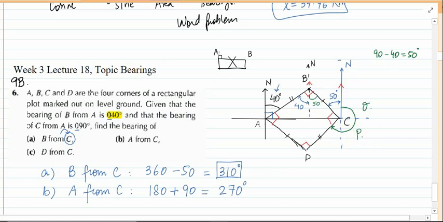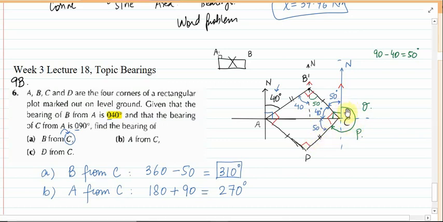Now how we are going to find this angle? Now look closely. This angle here, it's 50, right? And we know that this angle is 90. It means that I can find out the internal angle. That means this angle is 40 degree. This red angle is 90 degree. It means that 90 minus 40, this angle is 50 degree, right?